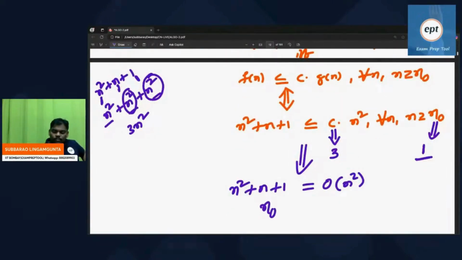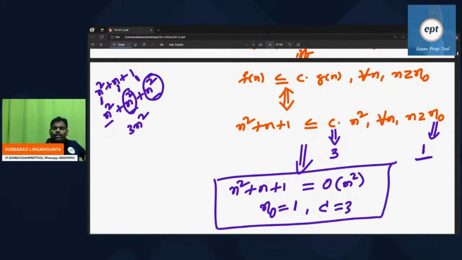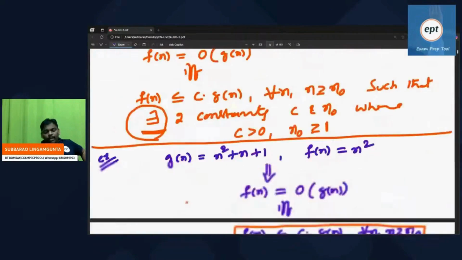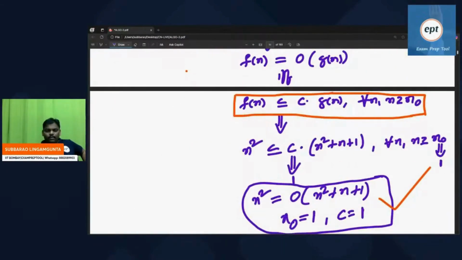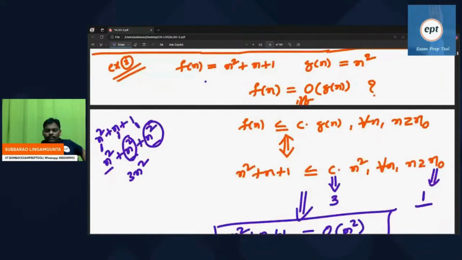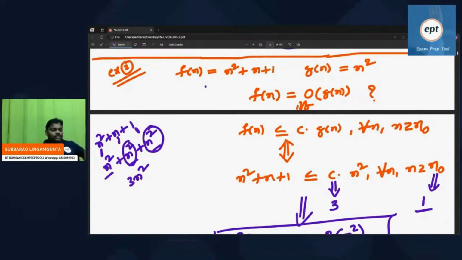From which place onwards is it working? 1 onwards. What is the C value? C value 3. There may be so many pairs, not just one pair. Let me know if anyone has any objection. So the second example is also done. If anyone has any doubt, let me know.